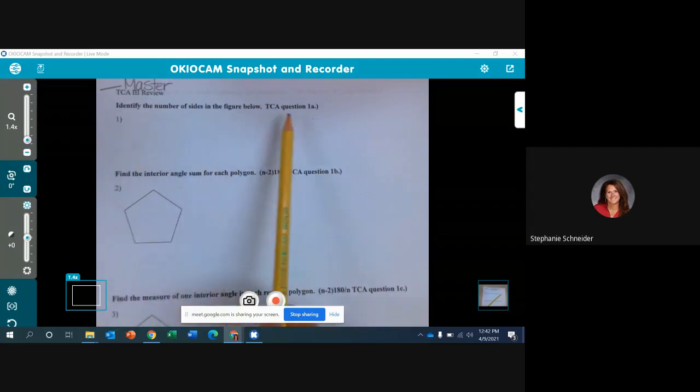Please make sure that you guys read the headings for each one because number one, it's going to identify which question it's going to relate to on the TCA. Second thing, it's also going to give you any formulas that you might need in order to solve. Okay, so we're going to go through each question one by one. This will be 2 days worth of an assignment, and then you'll be able to take the TCA on Friday.